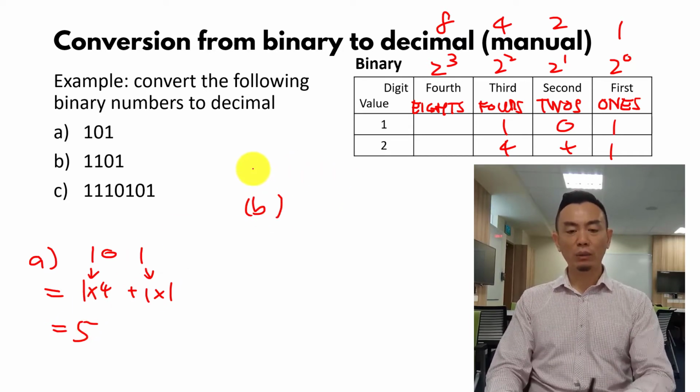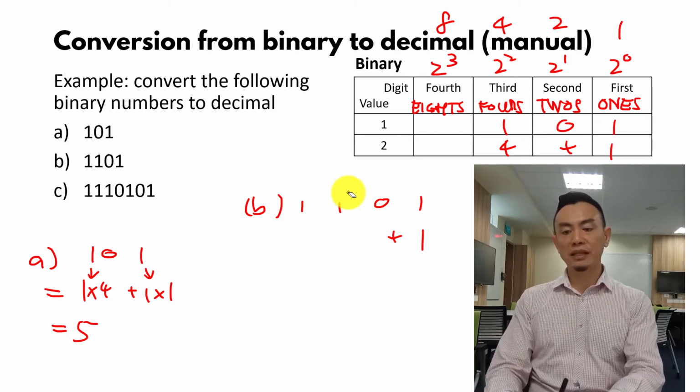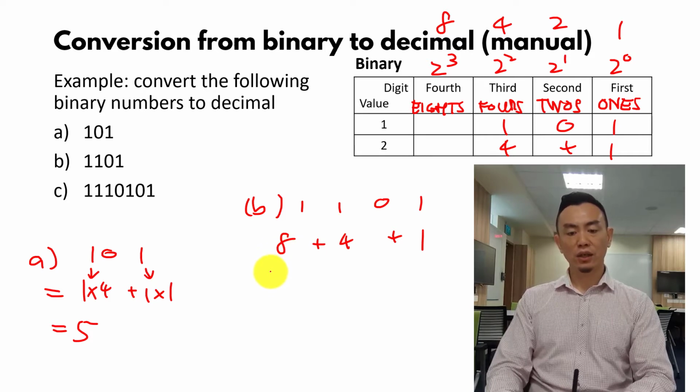Part B, you have 1101. Okay, and 1 here represents a 1, so this is just a 1. This represents a 2, but then we're not using 2s, so we just ignore. The third digit represents a 4, so you have 4 times 1, which is 4, right? And then the fourth digit represents an 8, so that's 1 times 8 is 8. So 1101 will be equals to 13.